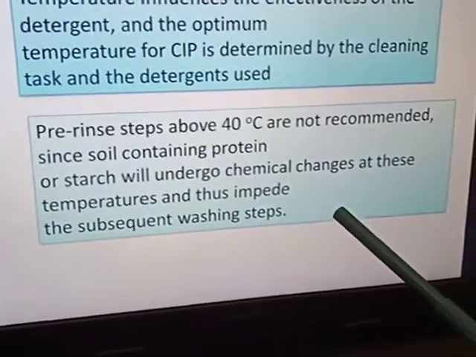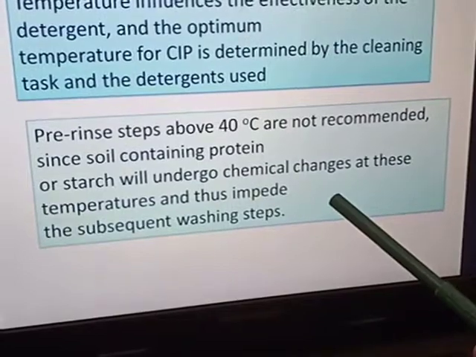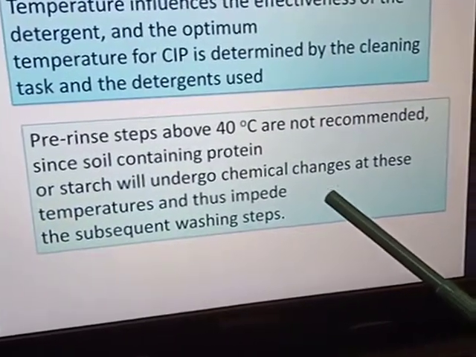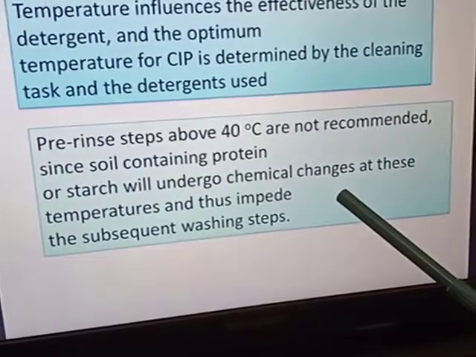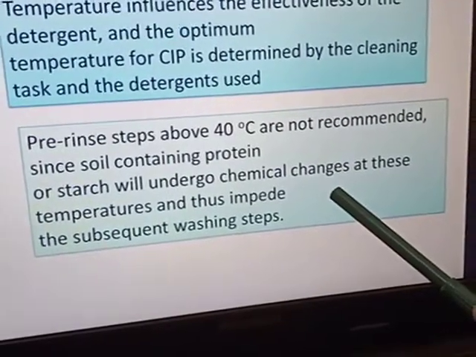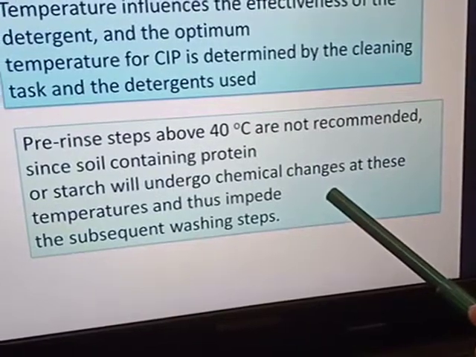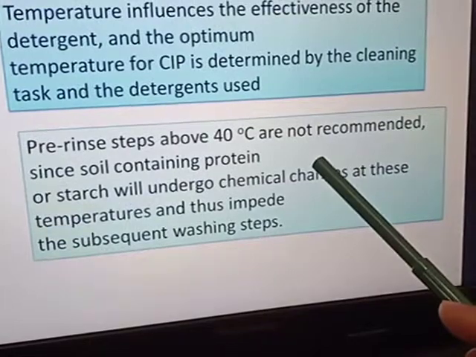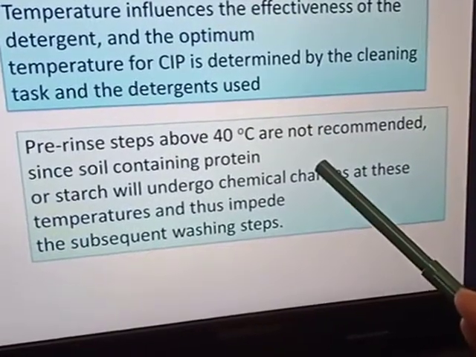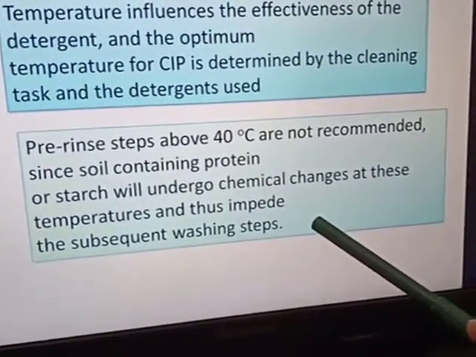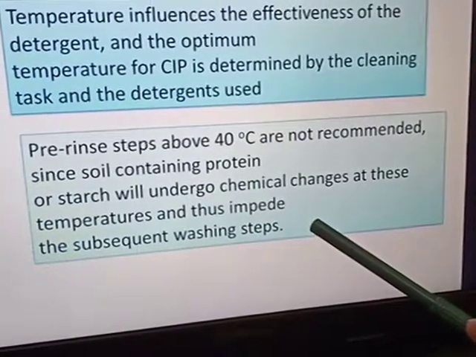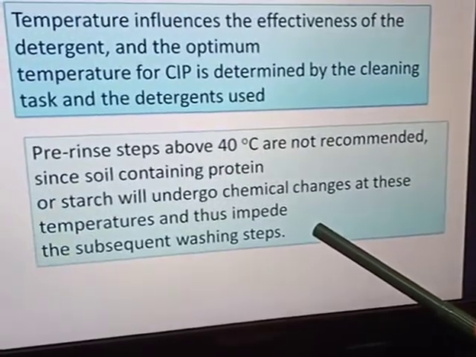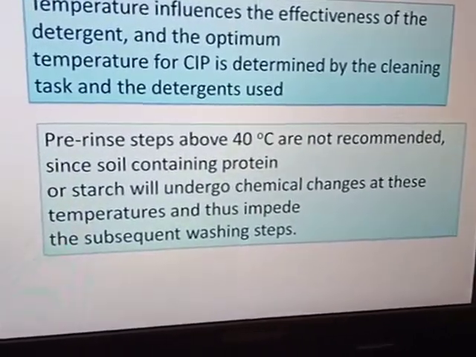Pre-rinse steps above 40 degrees Celsius are not recommended because soil containing protein or starch will undergo chemical changes at these temperatures and thus impede the washing, making it more difficult. So the pre-rinse step must be at lower or room temperature. You don't want the protein and starch to go through chemical change, become solid and stick to the surface of the equipment.